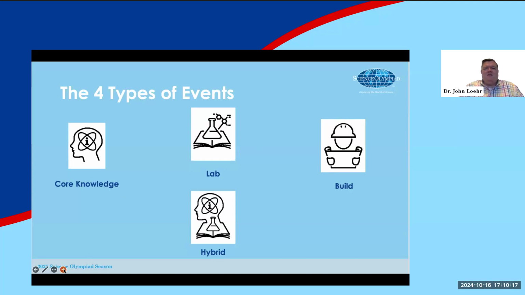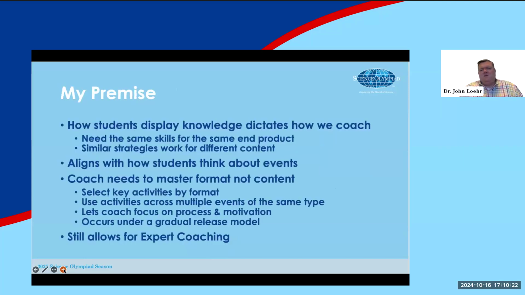But I think looking at how these events are done, right, is the key in making this whole thing work. So the premise is that instead of worrying about the content, worry about how the students have to display what they've learned. How do they demonstrate their knowledge? Because my argument is the skills they need for a core knowledge event are the same, whether that is disease detectives, anatomy and physiology, dynamic planet, or fossils, right?